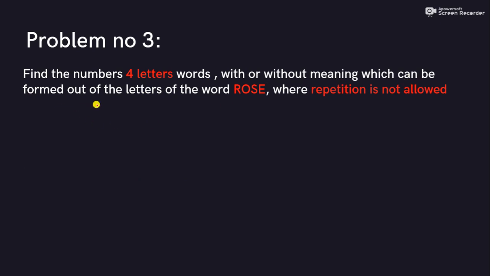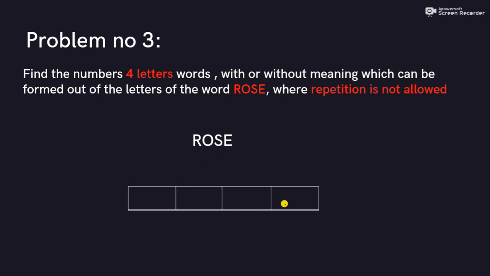...which can be formed out of the letters of the word ROSE, where repetition is not allowed. So for example, we have the word ROSE. From these we are going to form four letter words, and here is the condition: repetition is not allowed.